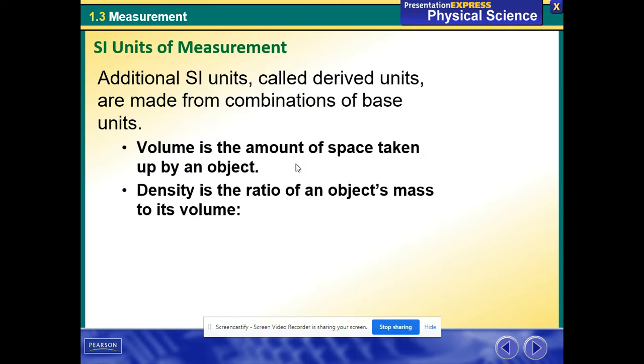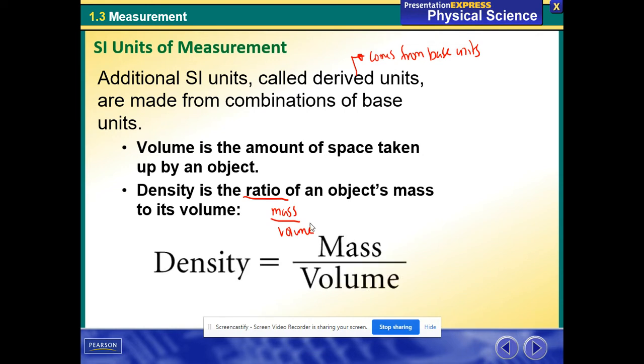Now, additional SI units called derived units are made by combining base units together. And 2 of the most common derived units are volume and density. So again, derived means comes from the base units. For example, volume is defined as the amount of space taken up by an object, and density is the ratio, which means division, of the mass to its volume. So mass divided by volume.